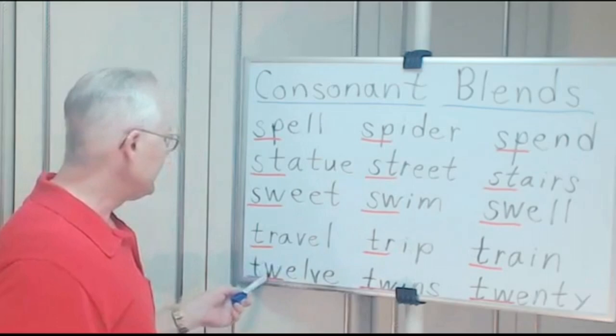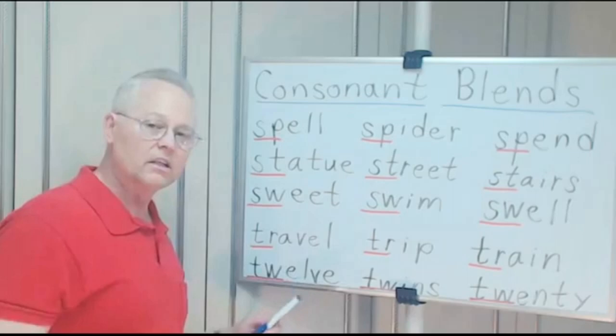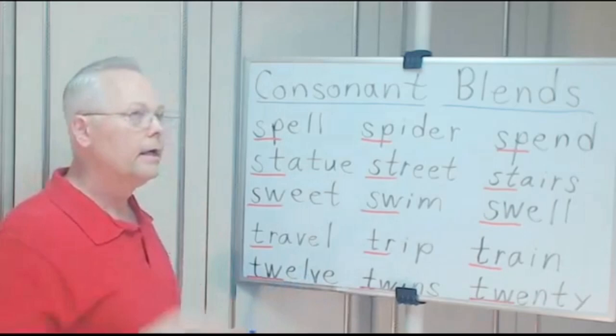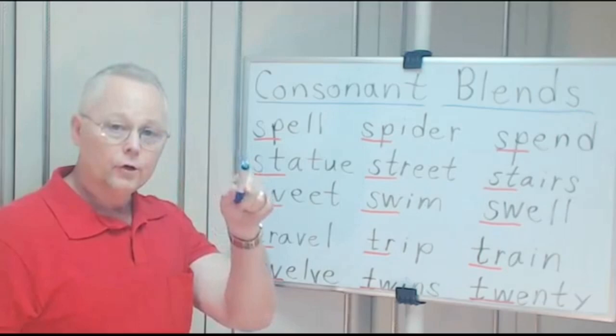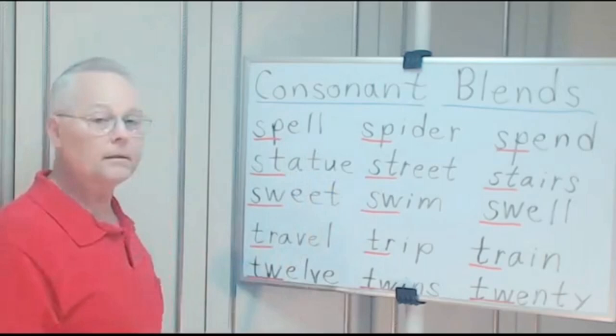TW, t, w, tw, EL, L. And then we have that V sound. Twelve, twelve. Now I have the word twenty over here because many people who speak English as a second language get confused and they mix up twelve, which is 1, 2, 12, 10, 11, 12, 13, with twenty, 2, 0, 19, 20, 21. Yes, common mistake. Twelve, twenty.